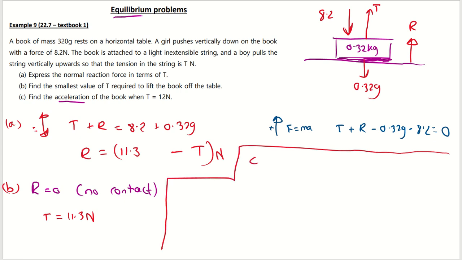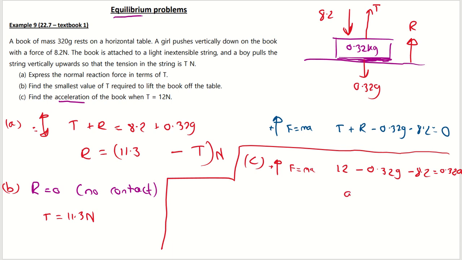Right, what do we need to do for part C? Find the acceleration of the book when T equals 12. So here I did it as an F equals ma, so I'm just going to copy this. F equals ma, going upwards, so I'll have T as 12. It is not in contact, so the reaction is not there. This was the smallest value of T at which it would lift off, so anything bigger than that, again, it's not going to have contact, but if it's accelerating, clearly that's not going to be true anyway. Take away 0.32 g, take away 8.2, and it's equal to the mass, 0.32, times a, which we don't know yet, that's what we're looking for.